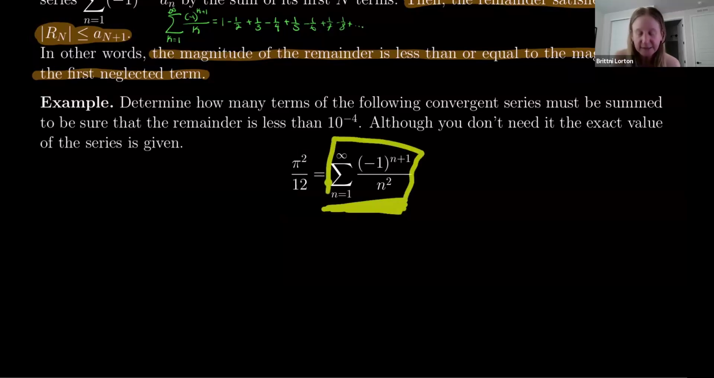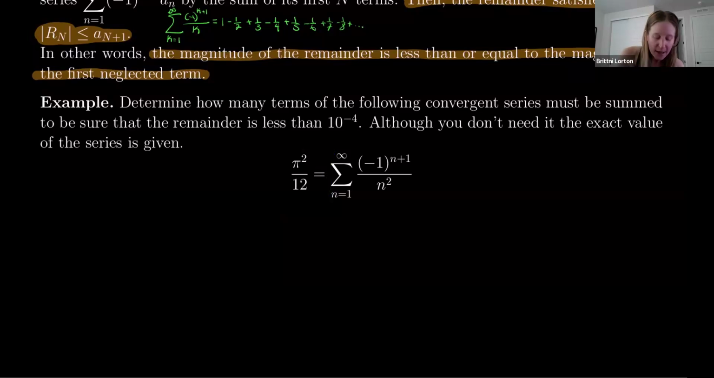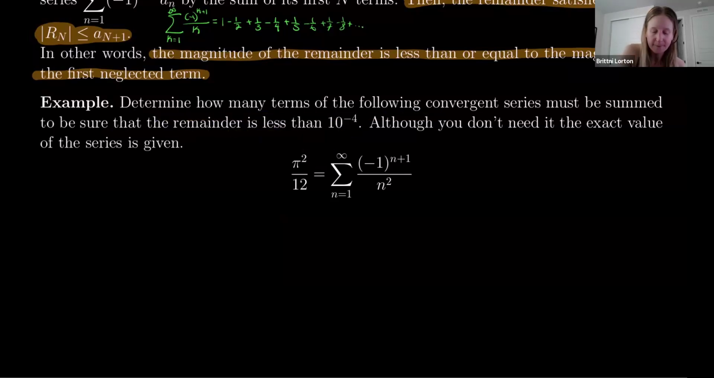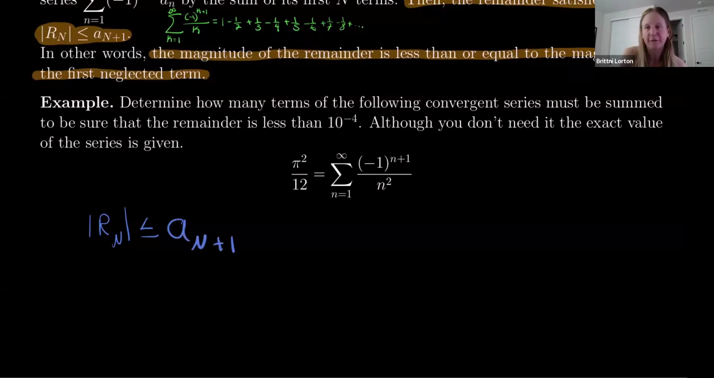You can use the alternating series test on the sum from n equals 1 to infinity of -1 to the n plus 1 over n squared. It does converge. Check. How many terms should I add up to make sure that my remainder or error is less than 10 to the -4? And the nice part is it's an alternating series. So anytime it is an alternating series, I know that the absolute value of my remainder is always going to be less than or equal to the magnitude of the first neglected term.